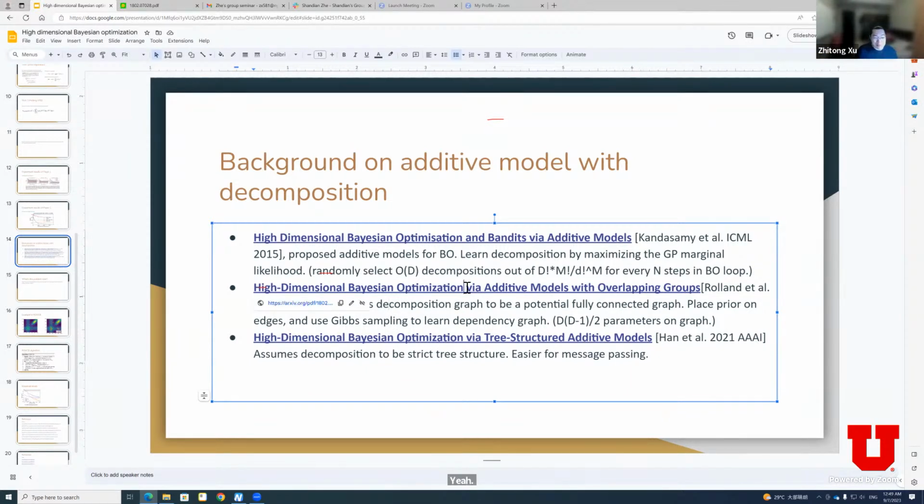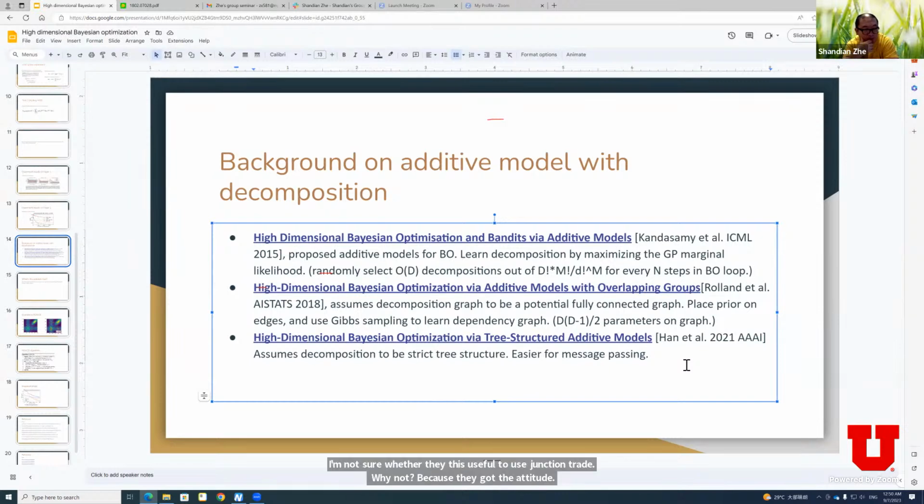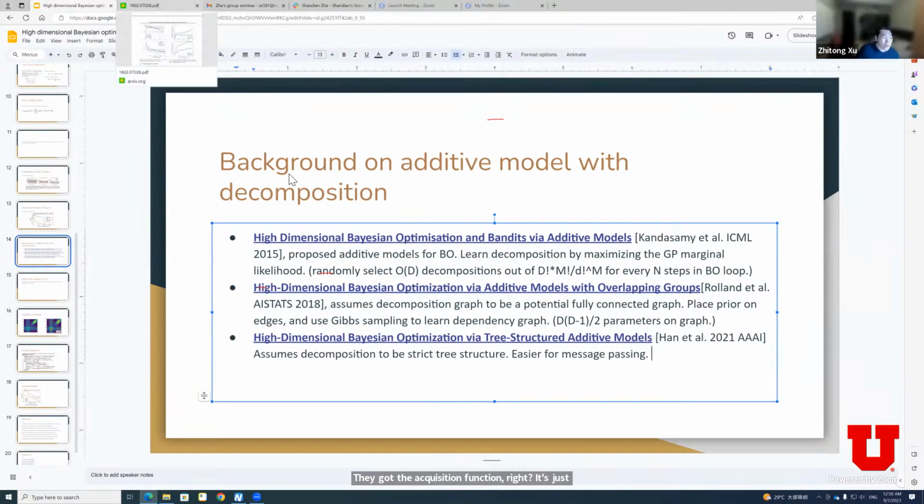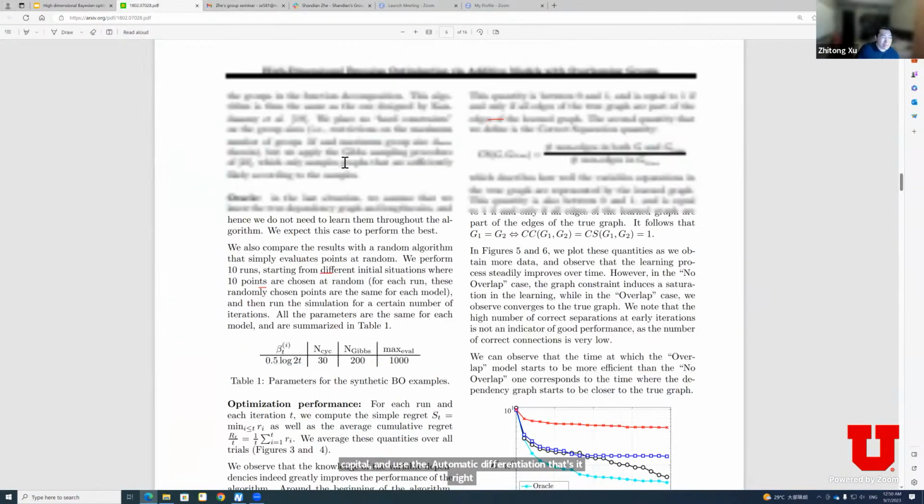So I think the second one is the best among them all, and this is only easier for the learning part. I'm not sure whether it's useful to use the junction tree. Why not? Because they got the additive acquisition function, right? They just calculate the gradient, use automatic differentiation. That's it, right? Oh, I understand what I'm saying.